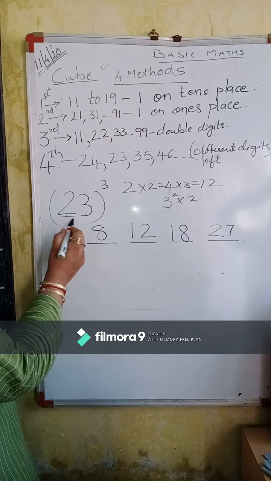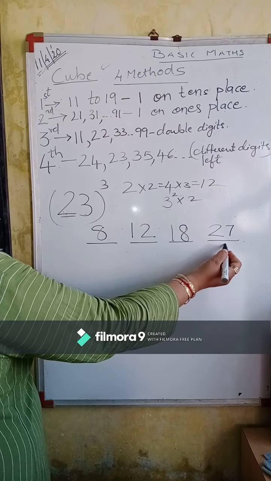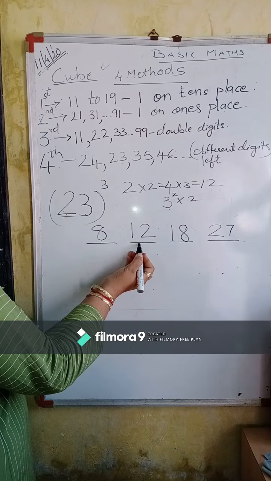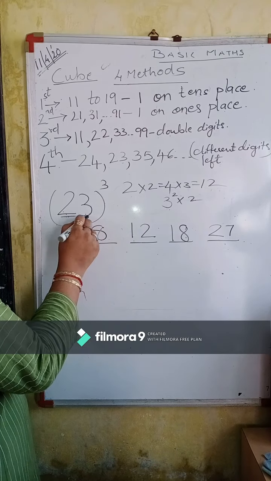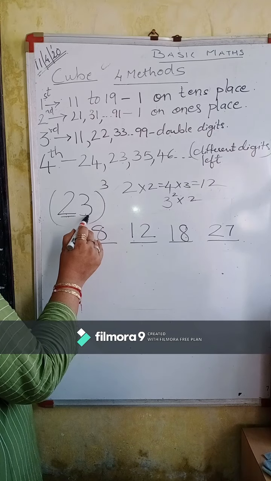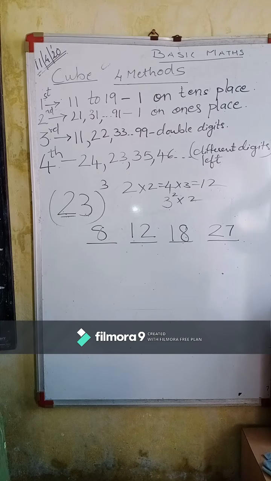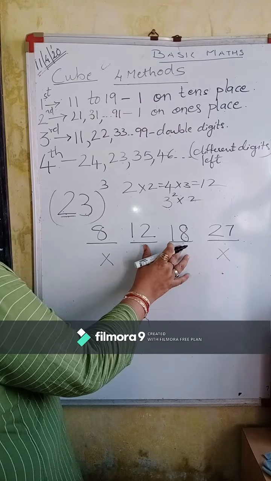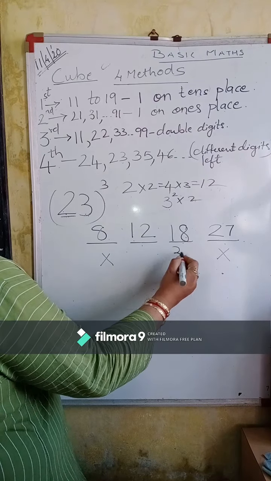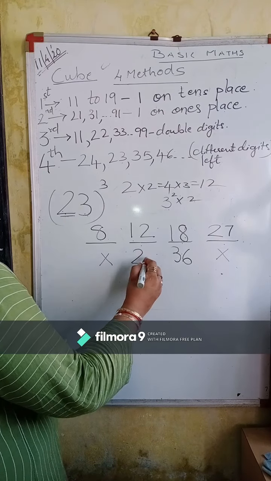आया समझ में? 2 cube is 8. Then 3 cube 27 over here. Now middle we have to do 2 square into 3, that is 4 3s are 12. And 3 square into 2, that is 9 2s are 18. Second step is same. Cross over here, double these two. Double of 18 is 36. Double of 12 is 24.